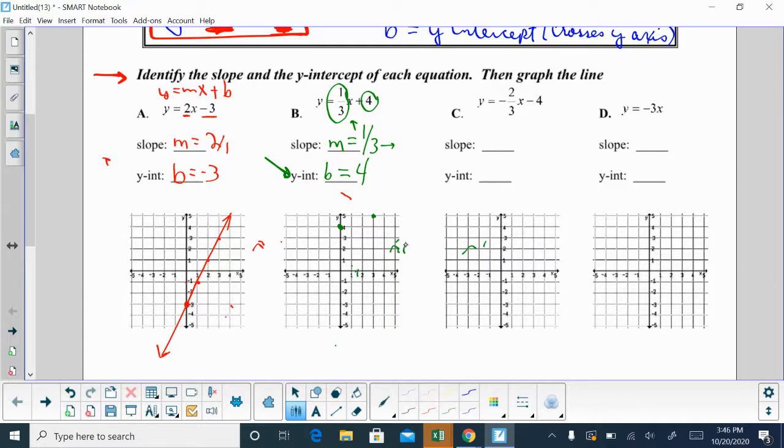This is not working well. Connect the dots. It's still not working. Why is my line not drawing?